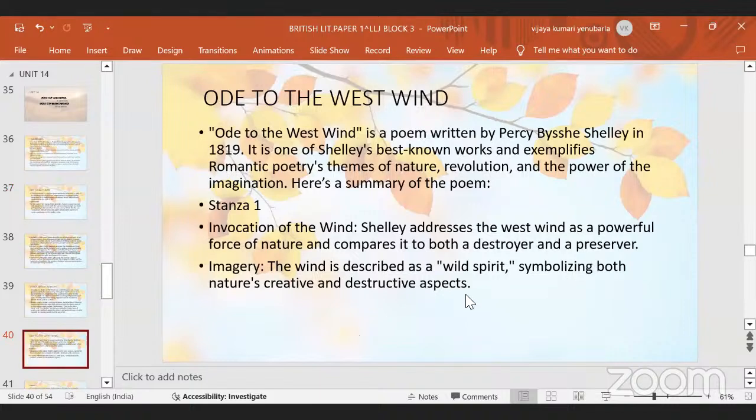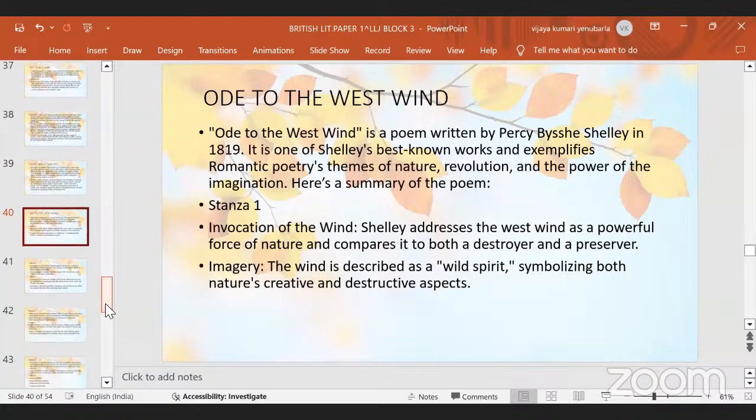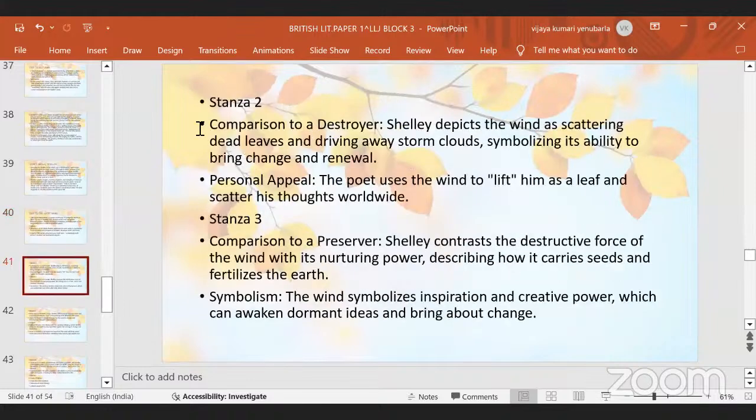It is able to destroy and it has the ability to preserve nature also. And the wind is described as a wild spirit, symbolizing both nature's creative and destructive aspects. So he's talking about two. The wind can destroy and the wind can preserve. How it preserves, he further explains.